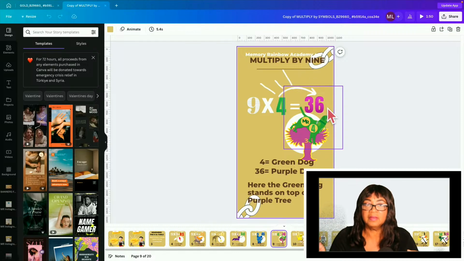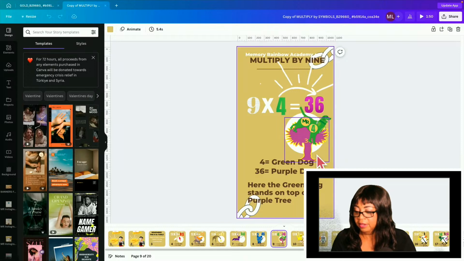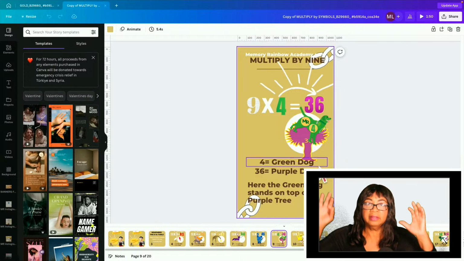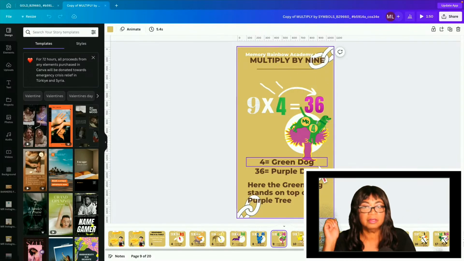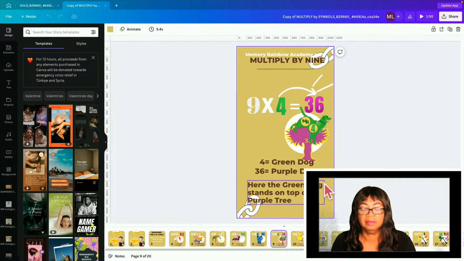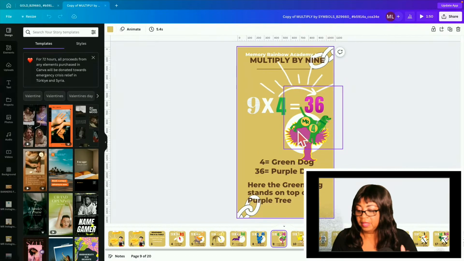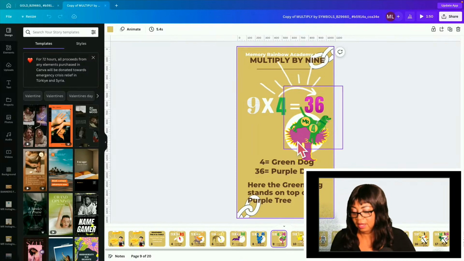So 6 represents the color purple, right? So 36 is going to be your purple tree. And here you have a green dog on top of the tree. So it's kind of a weird image to see a dog in a tree. You usually see a cat, but this time you see a dog, right? So that is going to trigger that memory. And so it's 36, right? So 9 times 4 is 36. So you've got the interaction between the 4 and the 36, and that's how you're going to remember it.